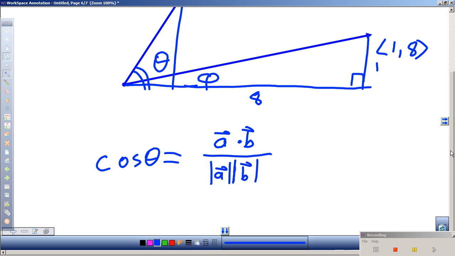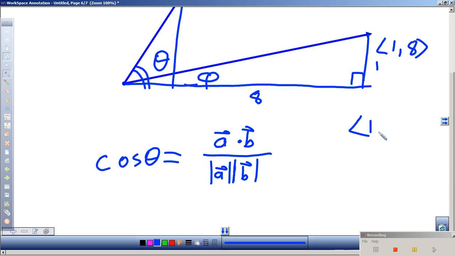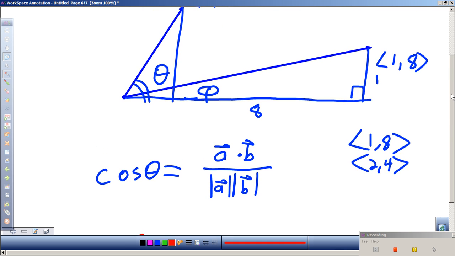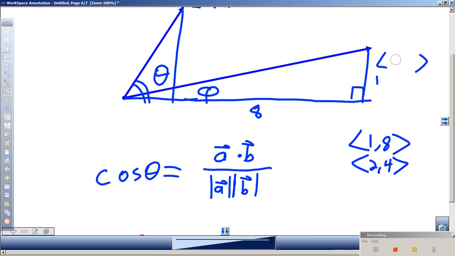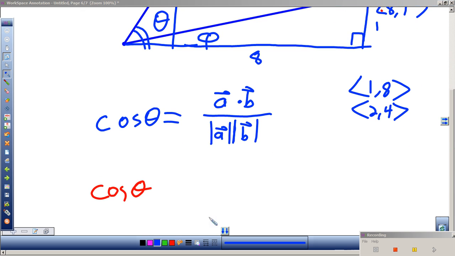So we're given vectors 1, 8 and 2, 4 for this one. So what's A dot B? Isn't the triangle you do for 1, 8? That's an 8, 1. 8, 1, yeah. Okay, I'll switch it. Make you happy. 8, 1. Okay, so what is A dot B?